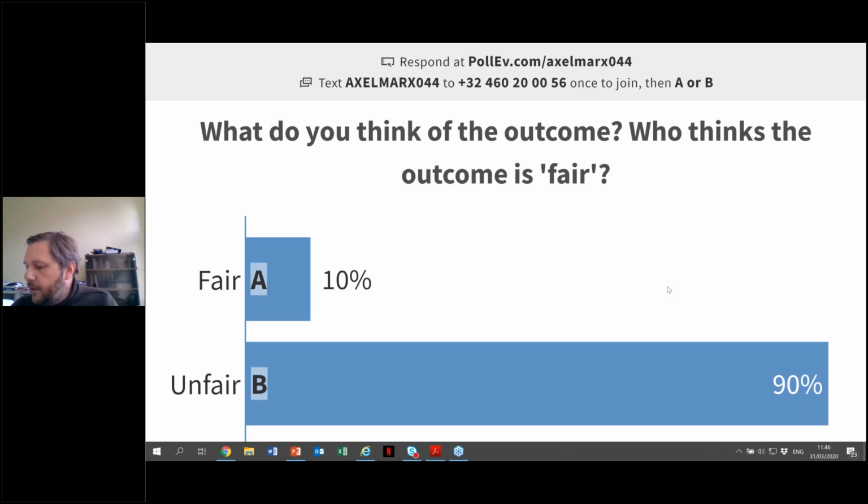I will return to the proposals the EU is making to indeed reform.